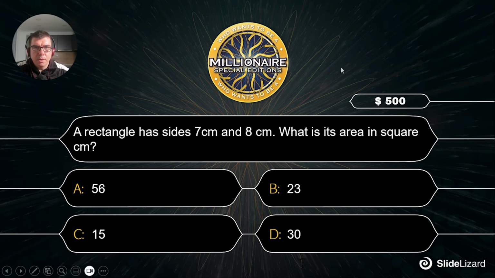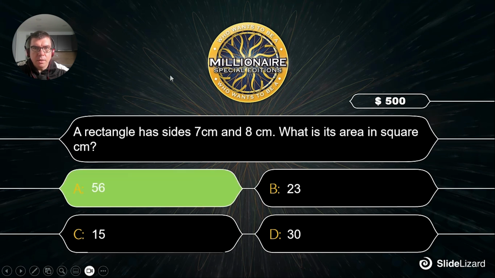Okay? Well, this one is pretty easy, isn't it? It's 56, right? The area of a rectangle is side times the other side, 8 times 7, which in this case is 7 times 8, which is 56. Let's go to the next one.